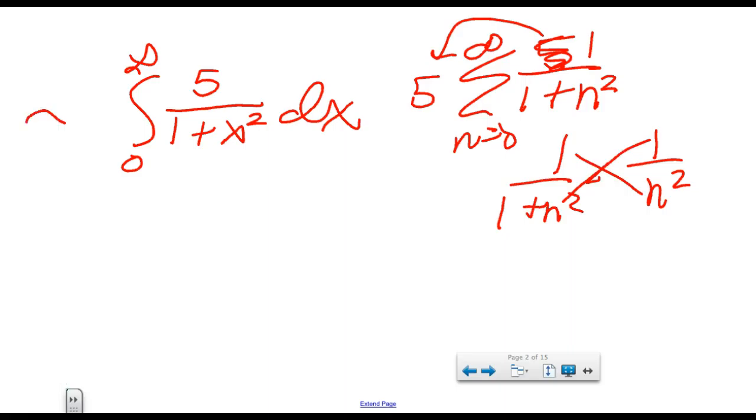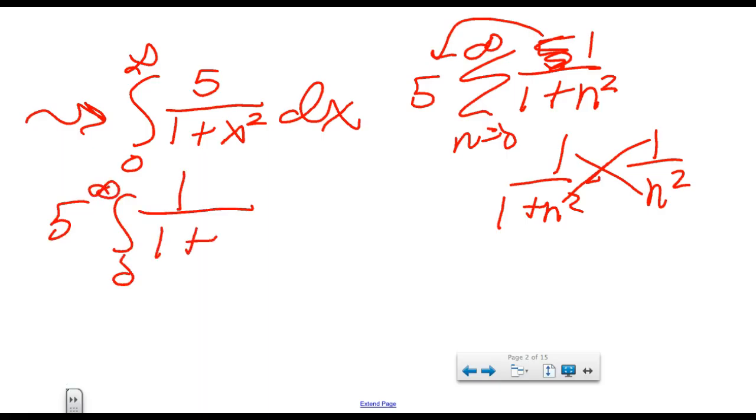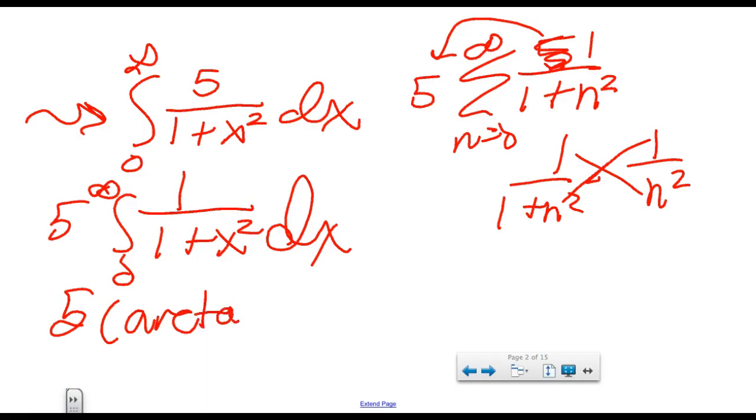But suppose you had this. Watch me confirm it as well. Pull the 5 out front of the integral just like you would the series. The reason I chose this is because of this integrand. It's been a while. What is that? Arctan. Good call, right? That's arctan. So this is actually 5 arctan x.